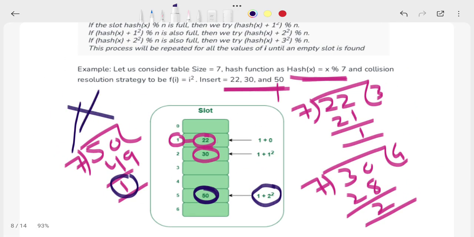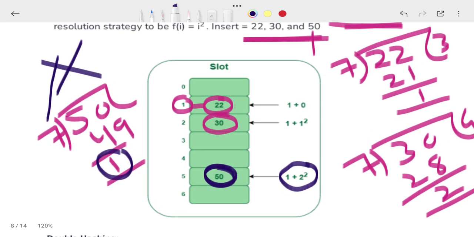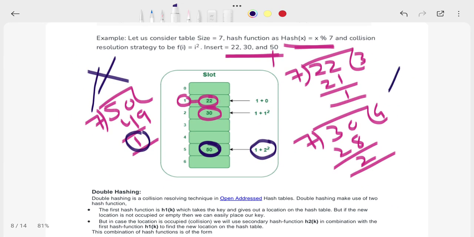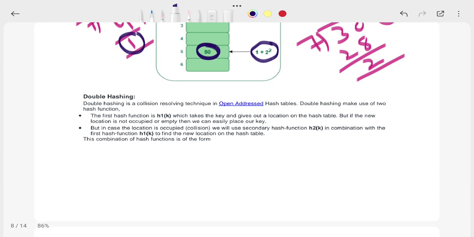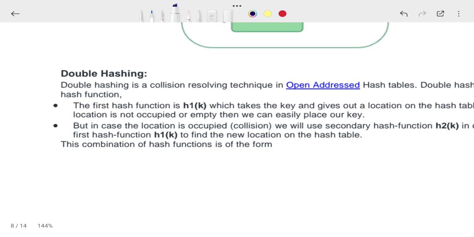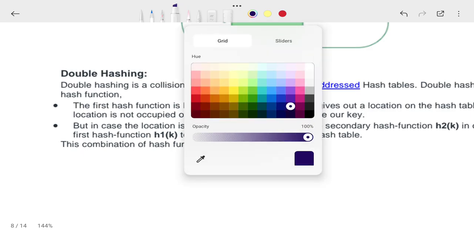Why? I have seen multiple times that even when there is a space, the hash function keeps working infinitely but is not able to find the space. So this is not good hashing, I observe. Now I am using double hashing. I will learn double hashing.